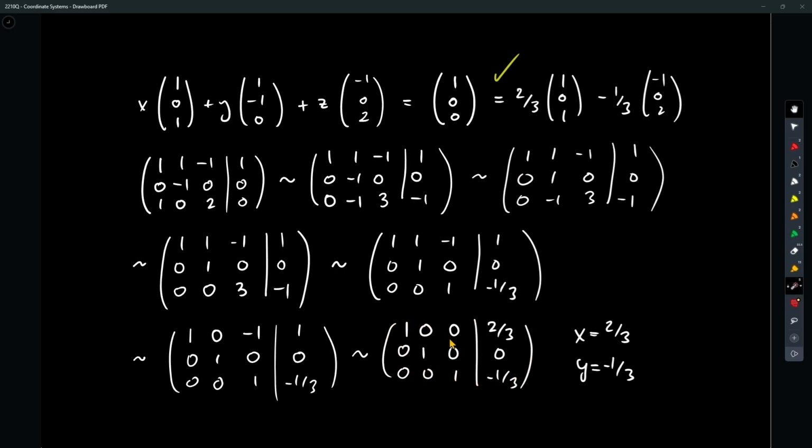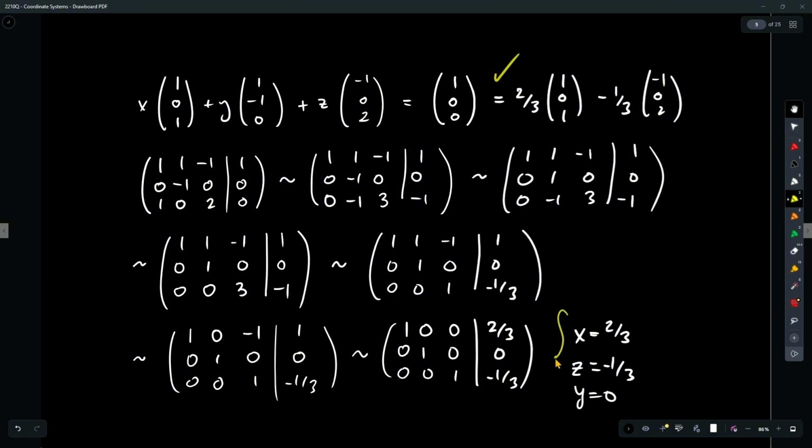There was no pivot in the augmented column, so it's consistent. There is a pivot in every column, so there's a unique solution, and therefore we have a unique solution. What I got here was that z is minus a third and y is 0. That was the unique solution to the system.